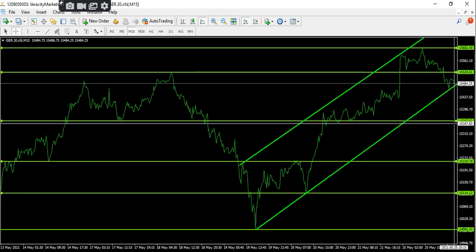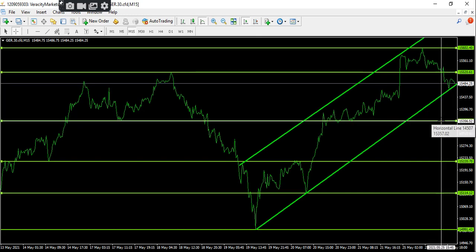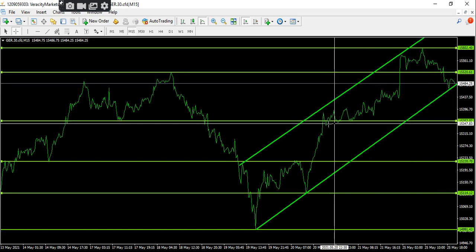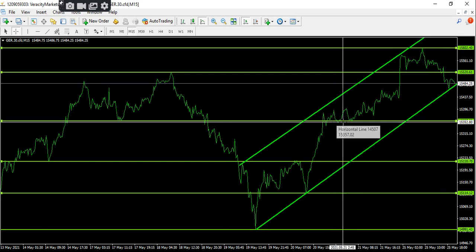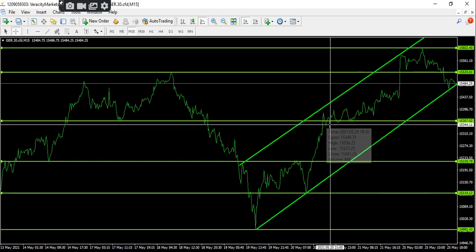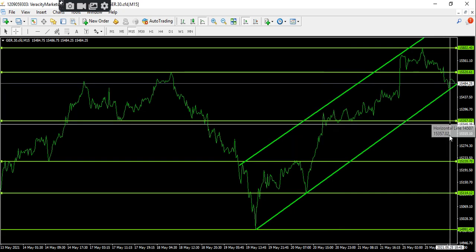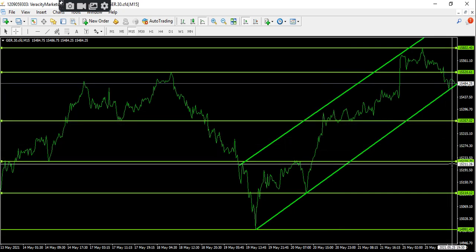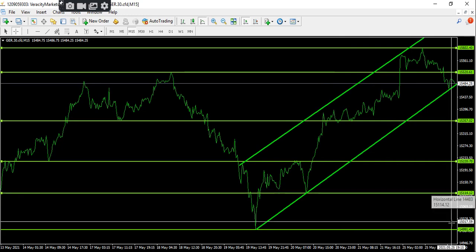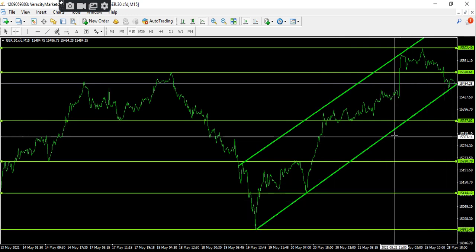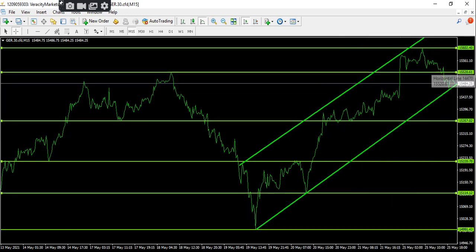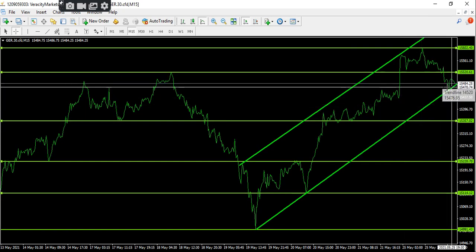Your first take profit would be this zone here, guys, because it's where the market respected this zone a couple of times at this point here. So this would be your first take profit, then this would be your second take profit, third take profit, and fourth, and so on. So guys, you can see that's how you get to do it.